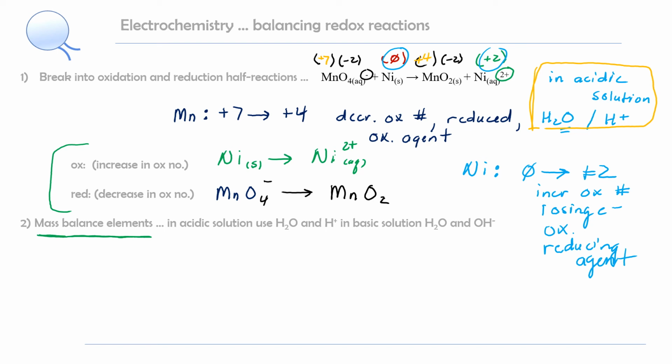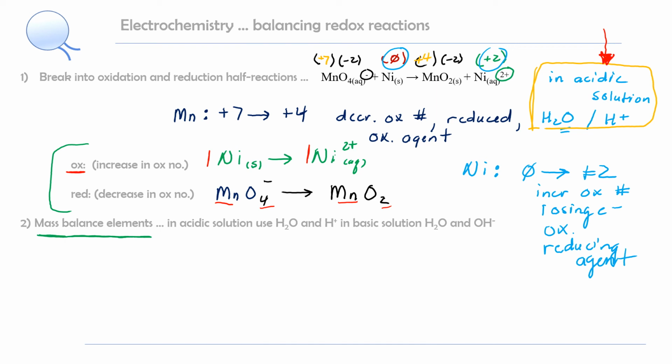Alrighty, so right now, let's go to my oxidation half reaction and mass balance. I've got 1 nickel giving 1 nickel. I'm balanced. For the reduction half reaction, you're okay with manganese. You got 1 manganese giving 1 manganese. The problem is oxygen. Right now I've got 4 oxygen left and 2 right.